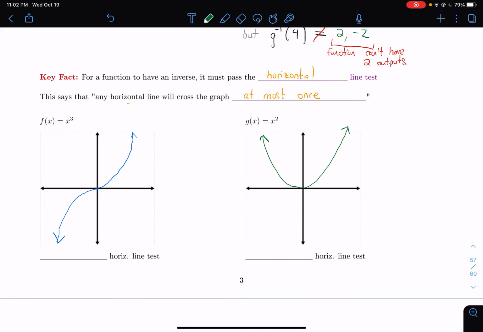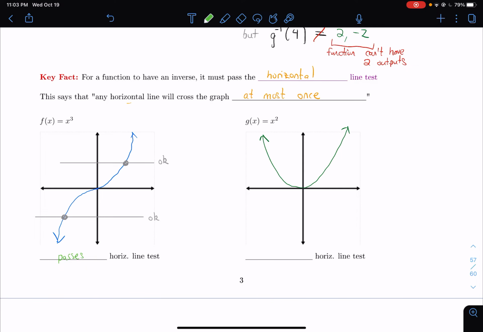So in this first picture, x cubed, I'm going to draw a few horizontal lines and see if they check out. Okay, so I'm going to draw first this horizontal line. So is that okay? Well, it crosses the graph one time, but that's okay. The horizontal line test says, well, at most once is good. So one time is just fine. What about if I draw this horizontal line? That's also okay. I just crossed it one time. And it's not hard to see that if I drew any horizontal line, it would cross this thing just one time. So that's going to be fine. So as a result, this function, its graph, passes the horizontal line test.